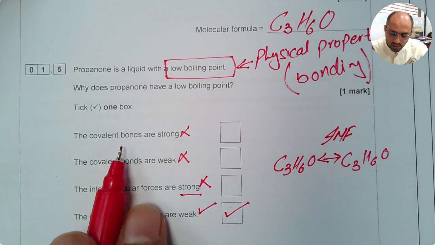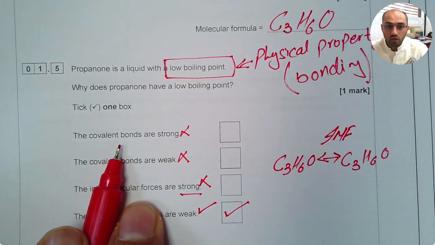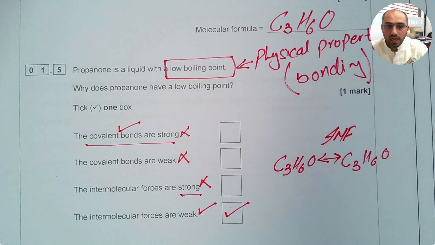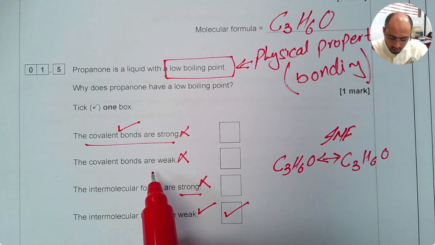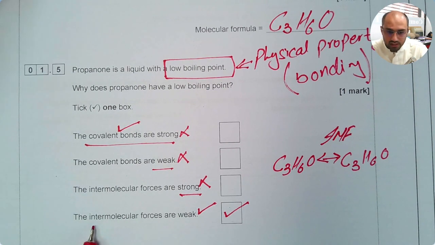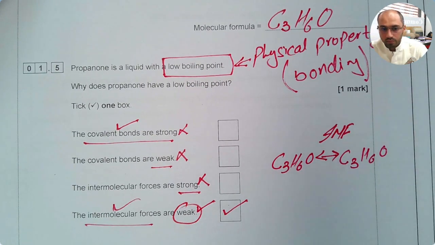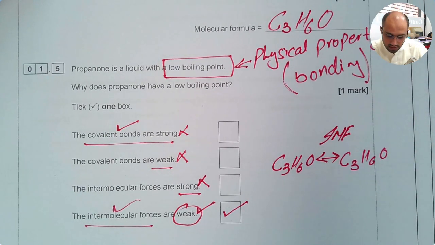So in this case, the first option is wrong. Why? Because we are not going to break covalent bonds. Covalent bonds are strong. This statement is right, but this is not happening in this case. In the second case, this statement is wrong because the intermolecular forces are not strong. That's why it is wrong. And the last part is the intermolecular forces are weak, and this is the right answer. Both pieces of information in the last statement are correct. So the answer is the last option.